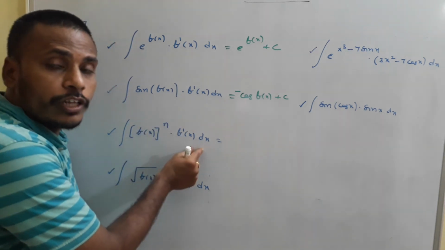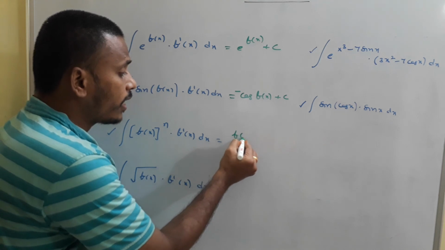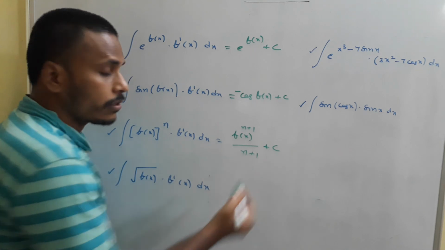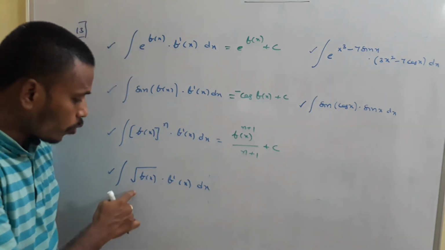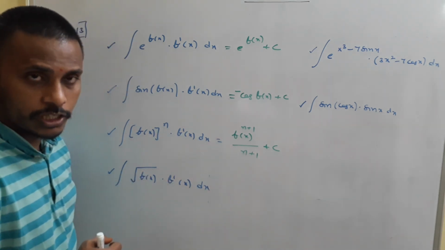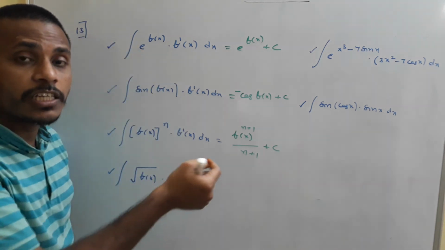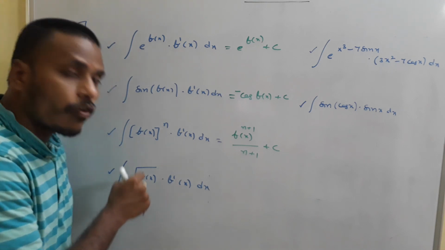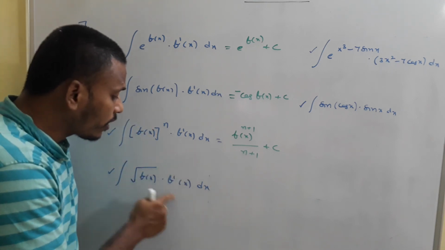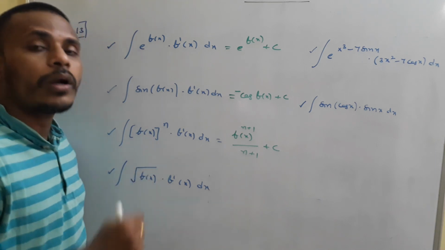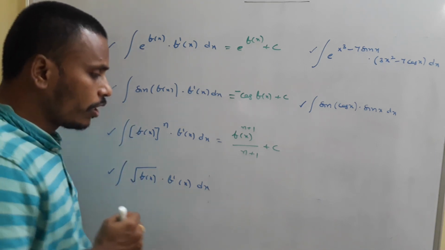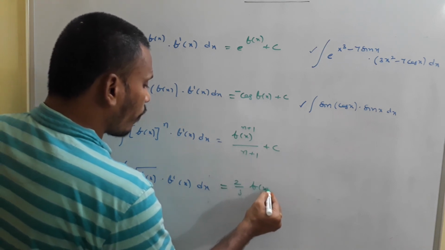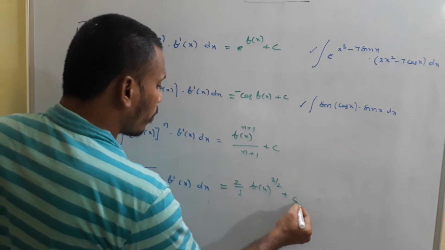Something to the power n into the derivative of something can be written as f of x to the power n plus 1 divided by n plus 1 plus c. And then one more thing, root f of x into f dash x. Previously we did f dash x by root f of x, and this is f dash x into root f of x. If you take this f of x as some variable t, this part is dt. So root t. What is the derivative of root x? And here we have root t. So this is equal to 2 by 3 into f of x to the power 3 by 2 plus c.